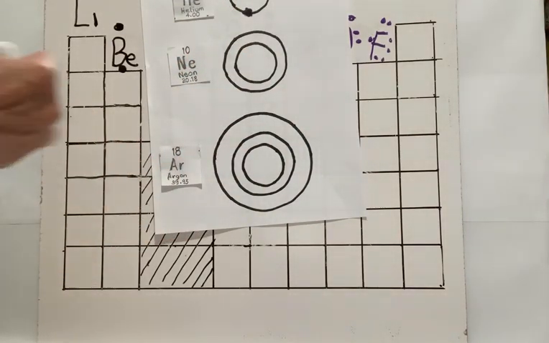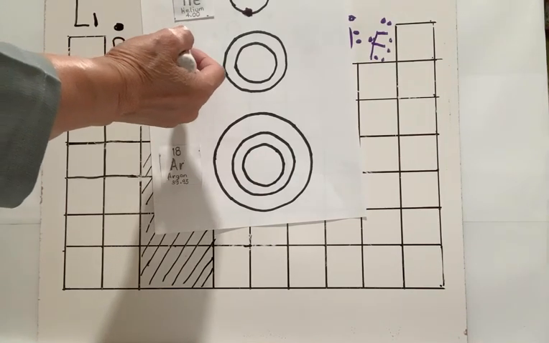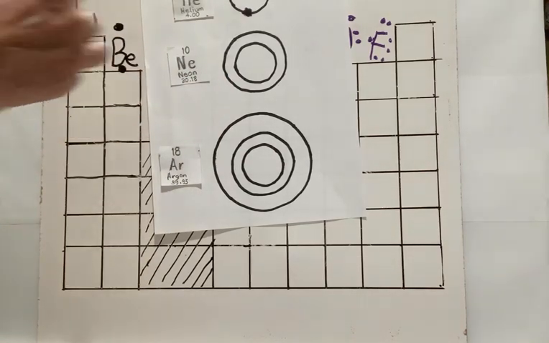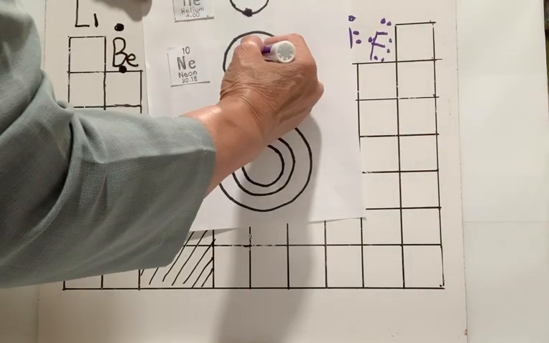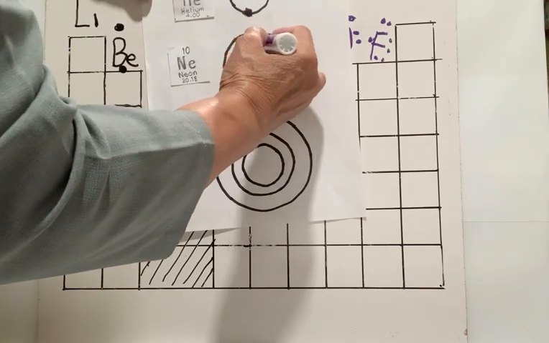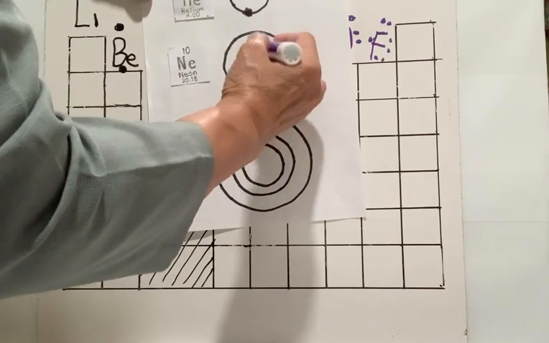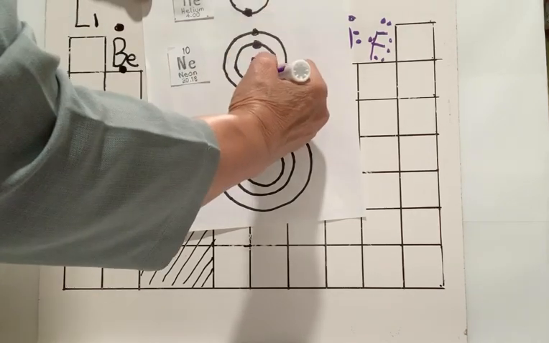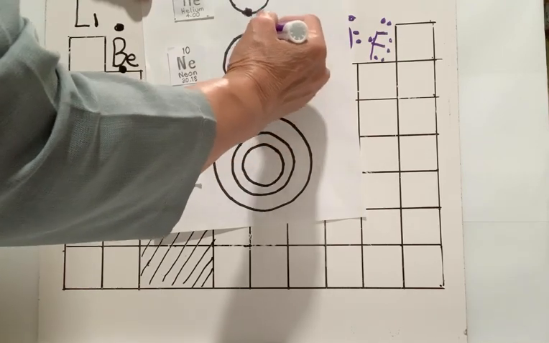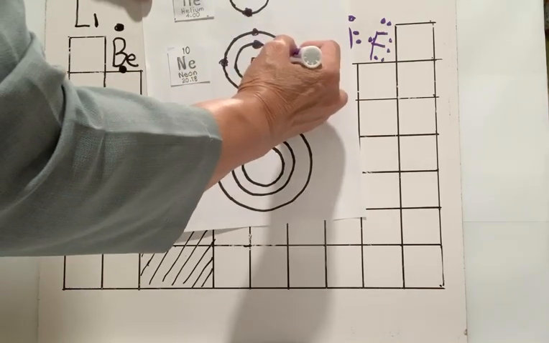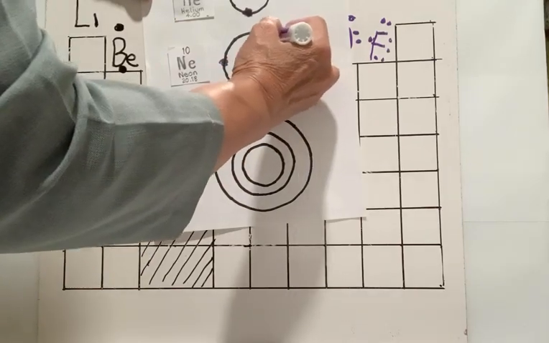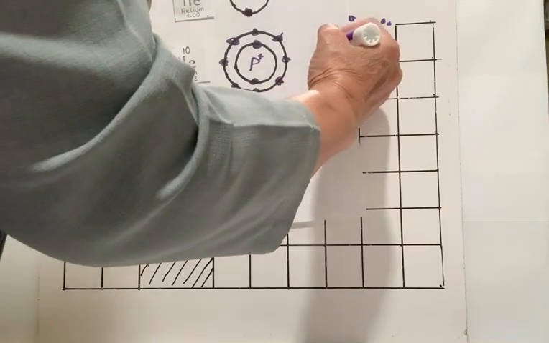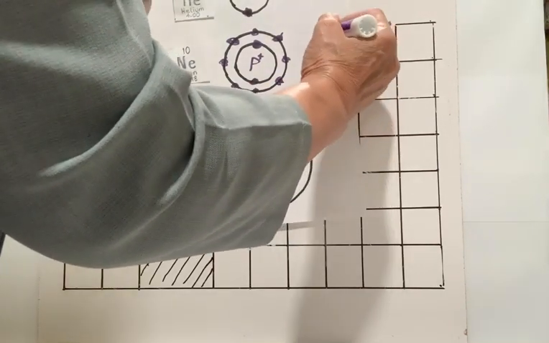Now let's go to neon. Neon's atomic number is 10, therefore 10 protons. Neon is a neutral atom, therefore 10 electrons. So let us have it again. This is the protons, the 10, and the 10 electrons. First 2 electrons on the first energy level, and then the next, how many? 8. 1, 2, 3, 4, 5, 6, 7, 8. So we represent neon with 8 valence electrons.